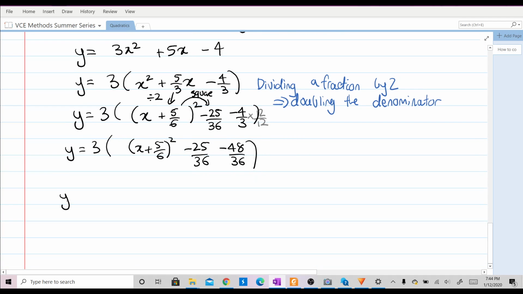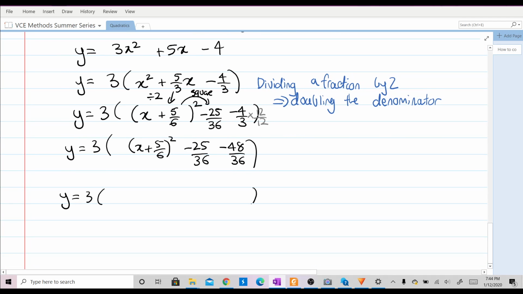I'm going to continue to simplify. So that's 3 bracket x plus 5 on 6 squared. Now we need to do negative 25 minus 48. A quick way to do that is negative 20 minus 40, which gets you negative 60. And then negative 5 minus 8, which is negative 13. So then when you put those two numbers together, you get negative 73 over 36.